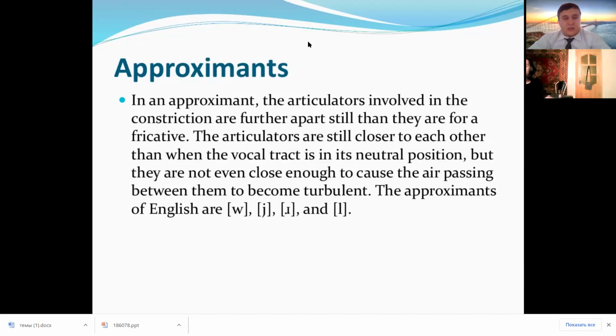So the next thing that we are going to talk about is approximants. In an approximant, the articulators involved in the constriction are further apart still than they are for a fricative. The articulators are still closer to each other than when the vocal tract is in its neutral position, but they are not even close enough to cause the air passing between them to become turbulent. Approximants of English are w, y, r, and l.